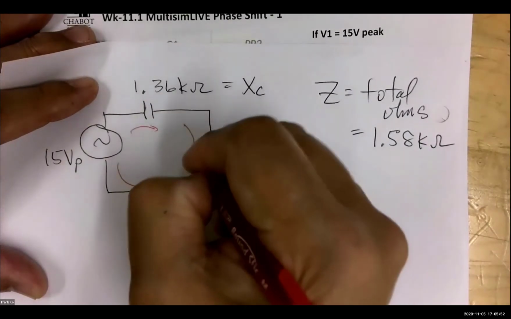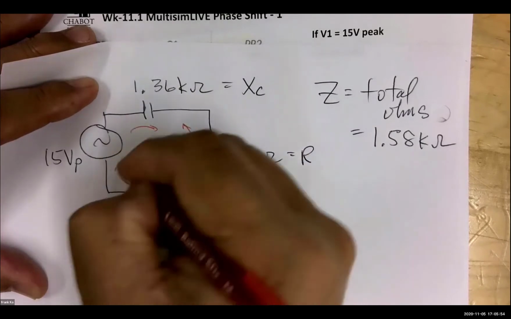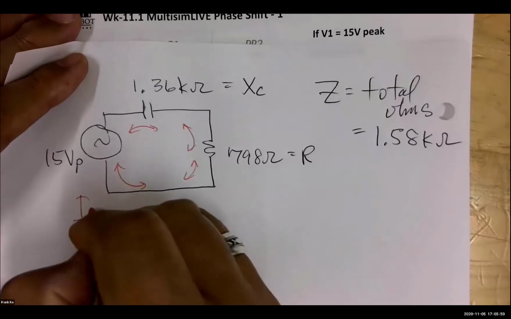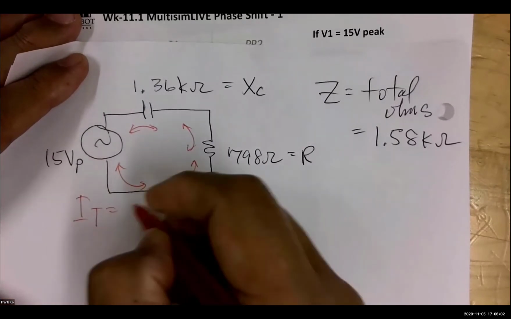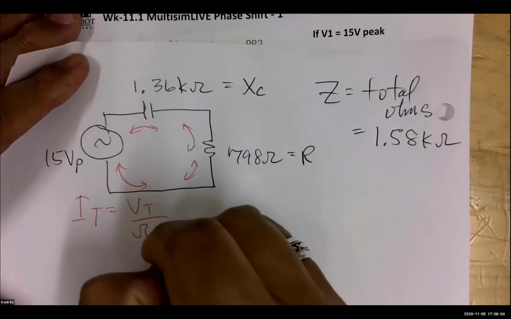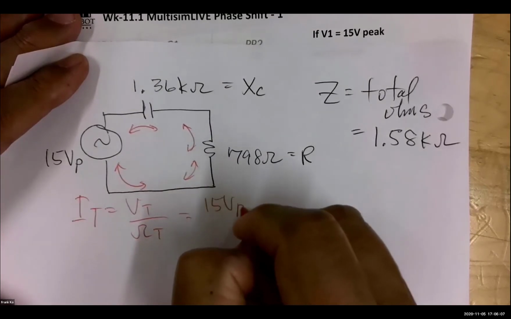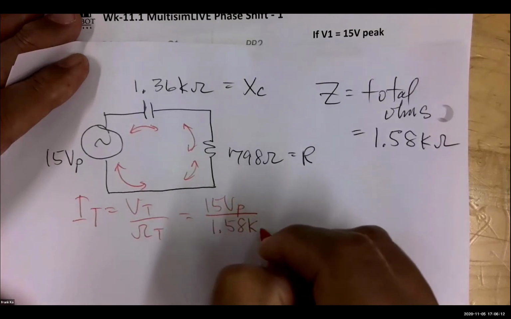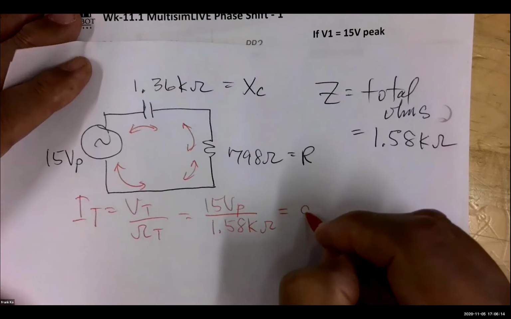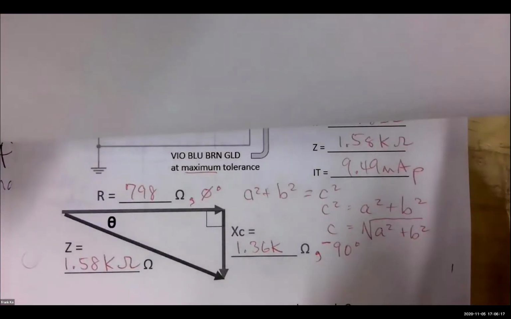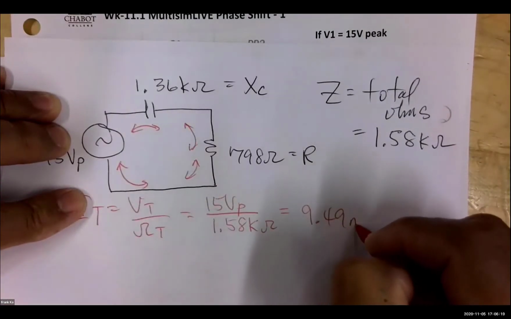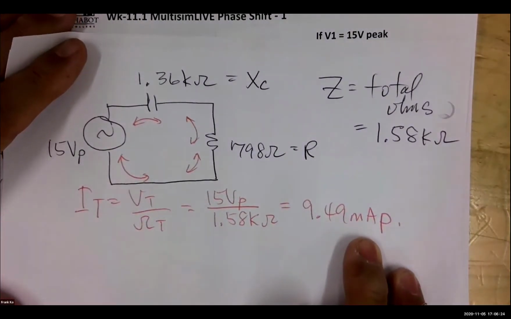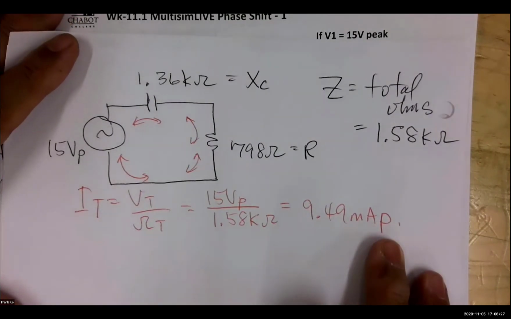So what we're asked to think about right now is current. And remember, AC moves in both directions. Part of the time is clockwise, part of the time is counterclockwise. So your IT is equal to your V total over your ohms total. In this case was 15 volt peak, divided by 1.58 kilo ohms. So your current worked out to be 9.49 milliamps peak. We just did this, 9.49 milliamps peak.